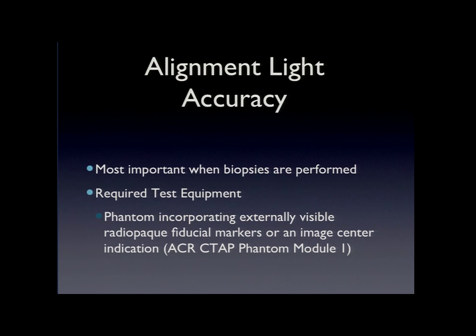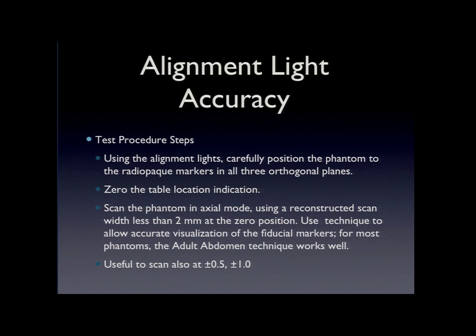This is really important when biopsies are being performed because you want to make sure you're at the right spot where you're going to be taking the biopsy from. So what you do, again, you need the phantom with the fiducial markers. And then use the alignment lights, carefully position it so that it's actually aligned up, that it's not angled or twisted and things like that. Zero the table and then scan the phantom.